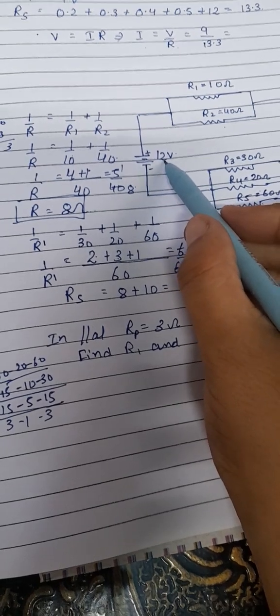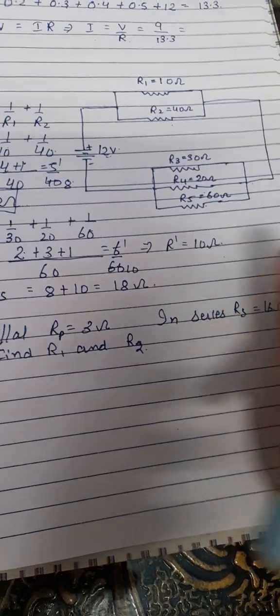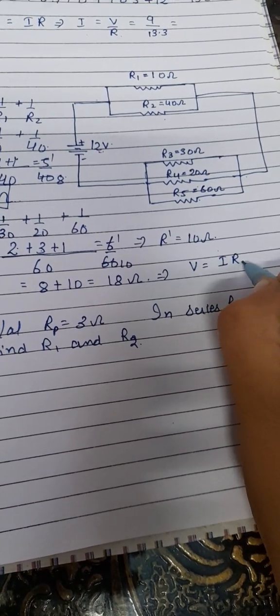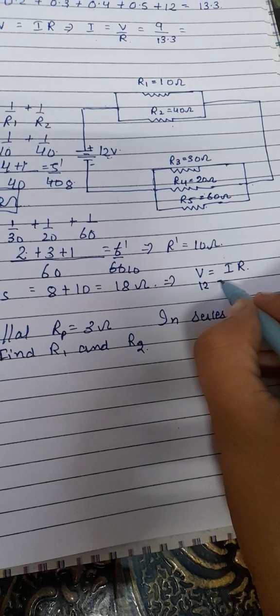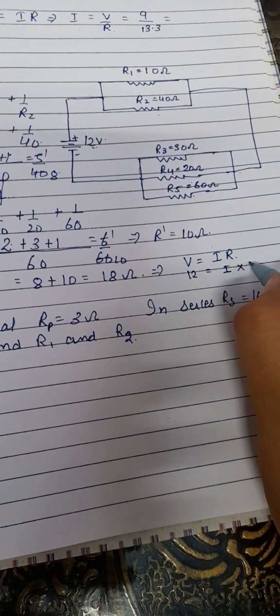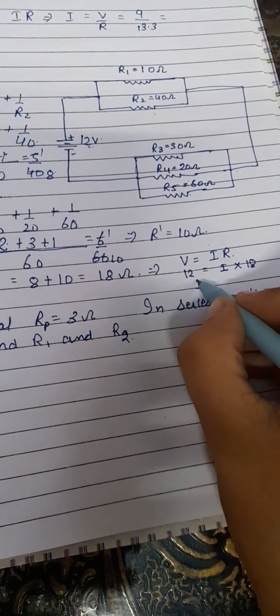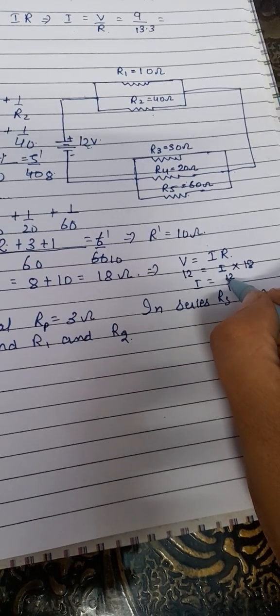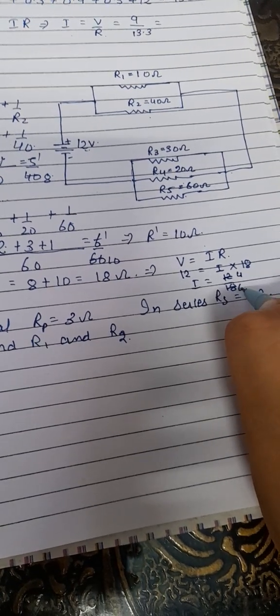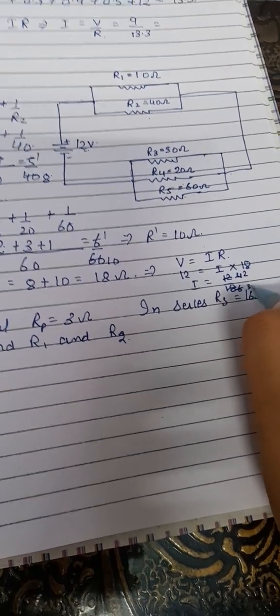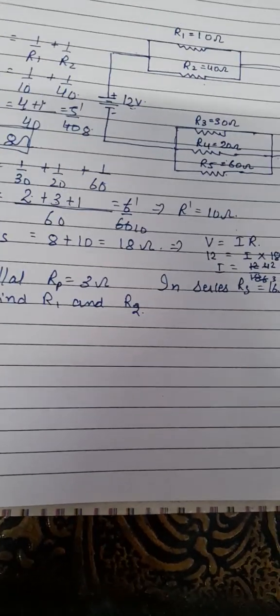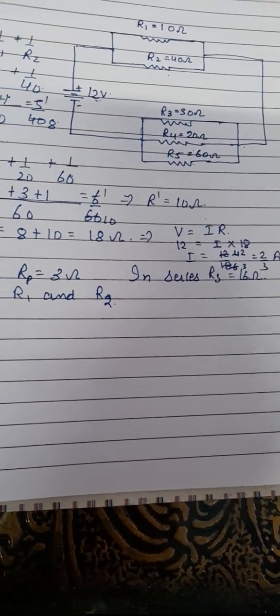Next, you are given a voltage of 12 volt, and you have to find out the current by using Ohm's law. V equals IR. V is 12, I you have to find out, R you are given 18. Then I equals 12 over 18. Next, if you cancel with the table of 3, you get 4 over 6, again cancel with 2, this becomes 2 over 3 ampere.